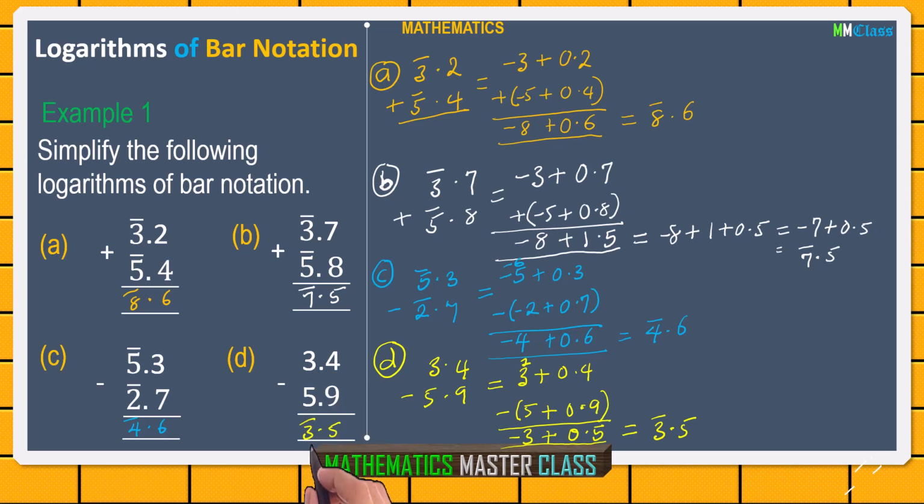Anytime you are performing any operation that is logarithm, just know that you have two numbers being combined as one, the integer part and the fractional part. So if you must perform any operation like addition, subtraction, multiplication, and division, you must separate them. In our next video, we are going to talk about the multiplication and division of logarithms of bar notation.